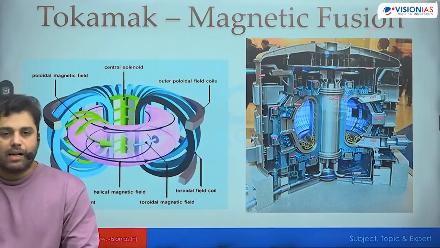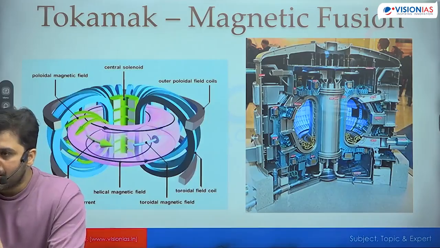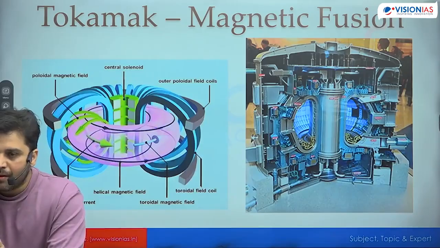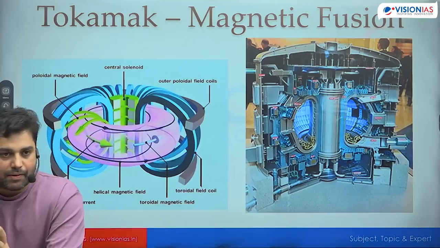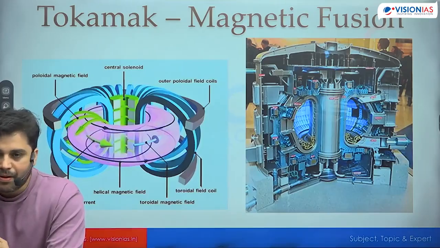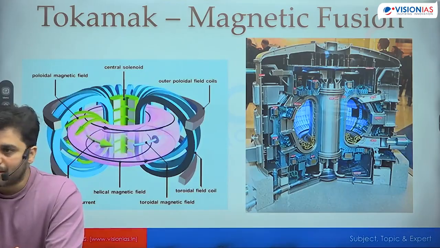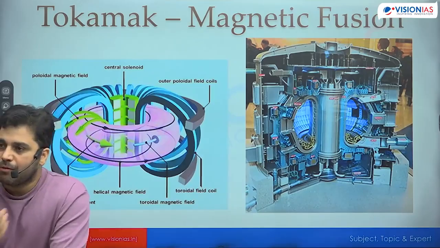And then with the help of powerful superconducting magnets, we are going to increase the temperature of deuterium and tritium. So we will have deuterium and tritium inside this at very high temperature where they exist in plasma state. Have I talked about plasma before? I mentioned plasma as the fourth state of matter.